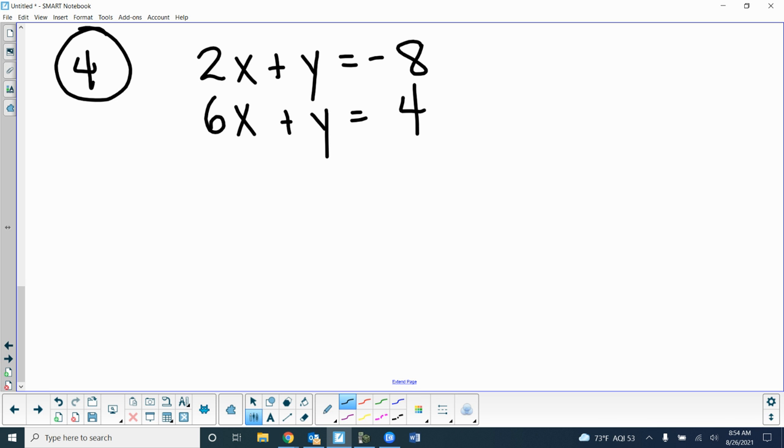Now, in this method, you want to look at the coefficients of the x's and the y's and try to make them the same, if they aren't.